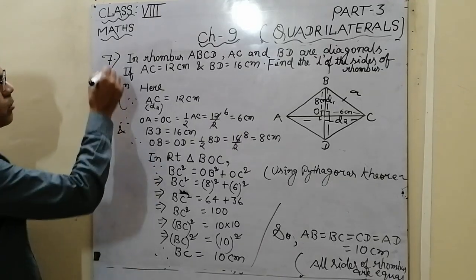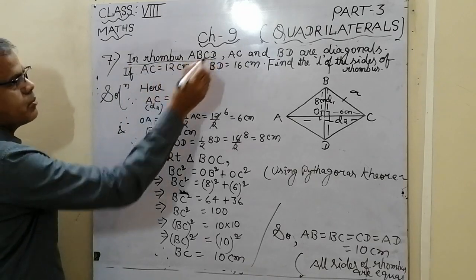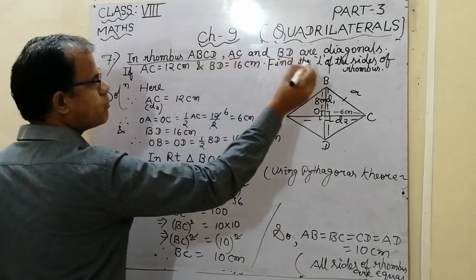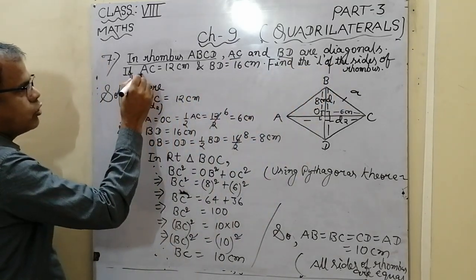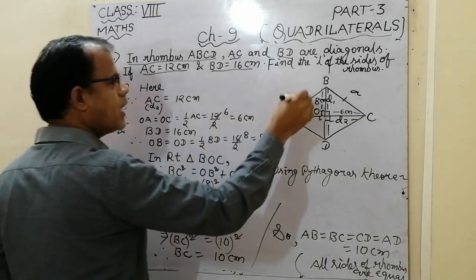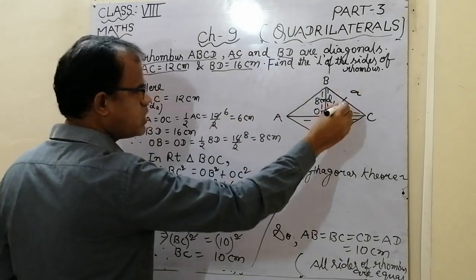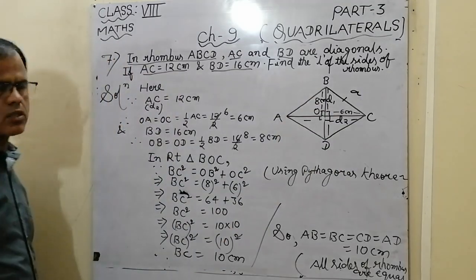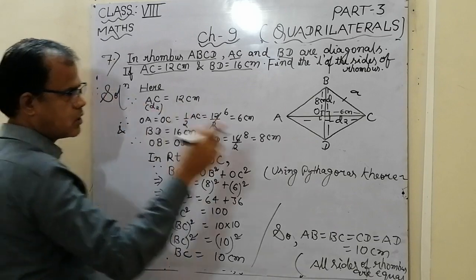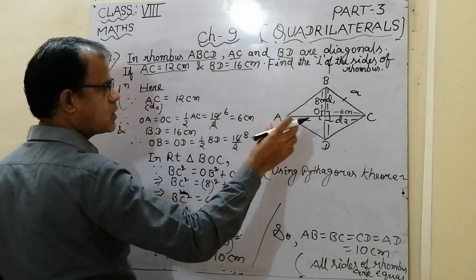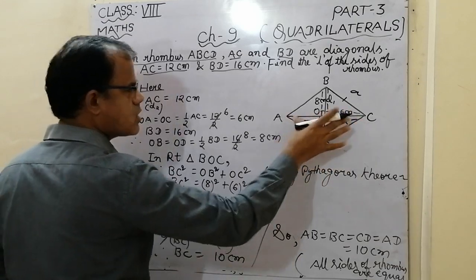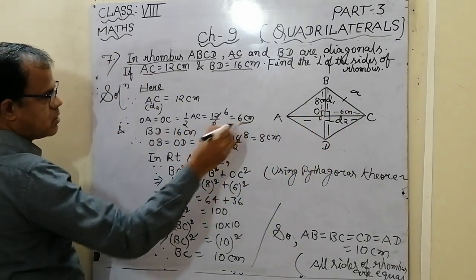Yes students, question number 7. In rhombus ABCD, two diagonals AC and BD are given. Value of AC is 12 centimeters, value of BD is 16 centimeters. We have to find A, which means the side of the rhombus. So AC equals 12 centimeters, which means OA equals OC equals half of AC, which is 6 centimeters.